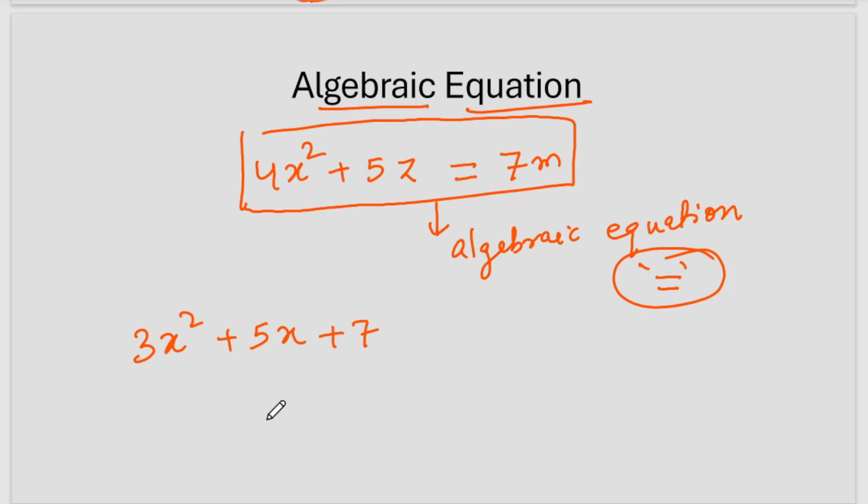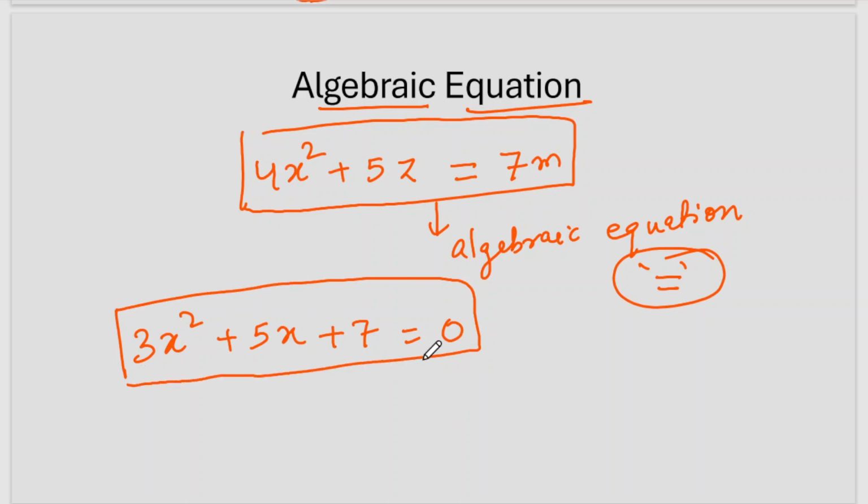You will say, sir, this is an algebraic expression. But if I give you something like that equal to 0, what will it become? It will now become an algebraic equation. So, what is the difference between an algebraic expression and an algebraic equation?